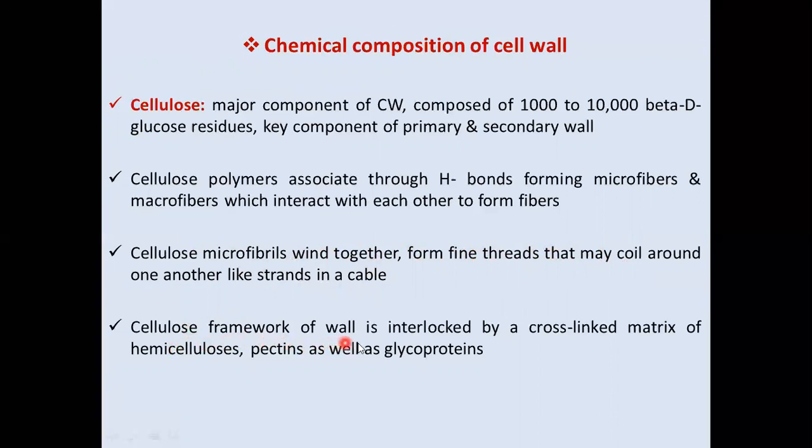The cellulose framework of the wall is interlocked by a cross-linked matrix of hemicellulose, pectins as well as glycoproteins. So the framework formed from cellulose is interlocked by different types of non-cellulosic compounds such as hemicellulose, pectins, and glycoproteins.